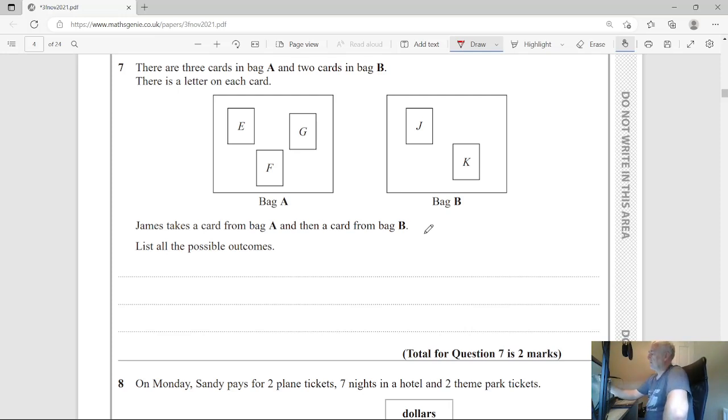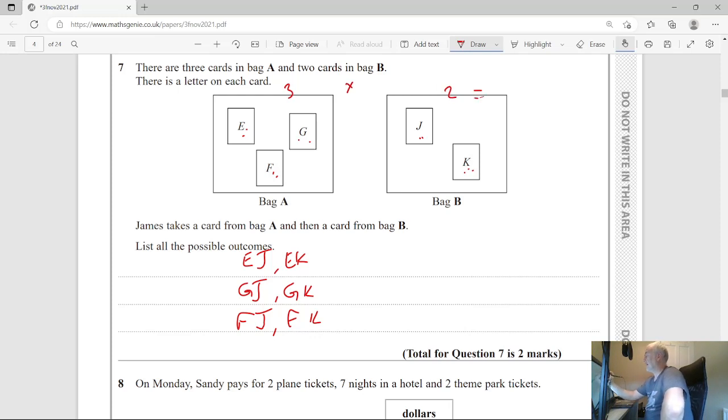Okay, so we could have E and J. We could have E and K. We could have G and J. We could have G and K. We could have F and J. We could have F, K. And that's all my possibilities. So we've got 3 in this one, we've got 2 in this one, so we should have 6 combinations, which we've got: EJ, EK, GJ, GK, FJ, FK.